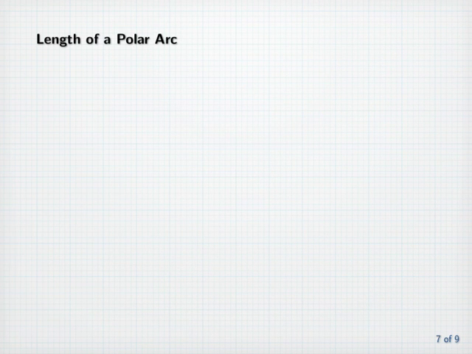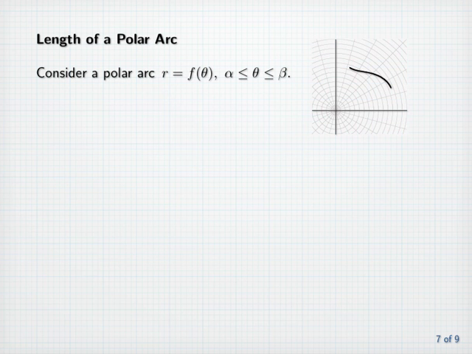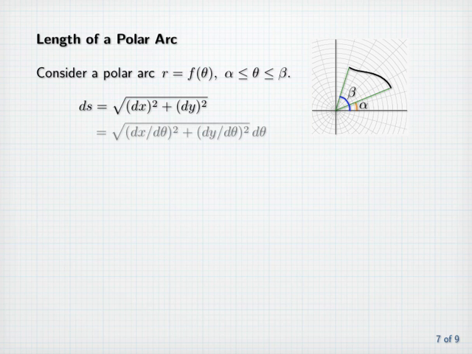Length of a polar arc. Consider a polar arc, r equals f of theta, where theta is between alpha and beta. Recall that the general form of the arc length formula is ds equals the square root of dx squared plus dy squared. If we divide by d theta squared under the radical and multiply by d theta outside the radical, this becomes the square root of dx d theta squared plus dy d theta squared, all times d theta.